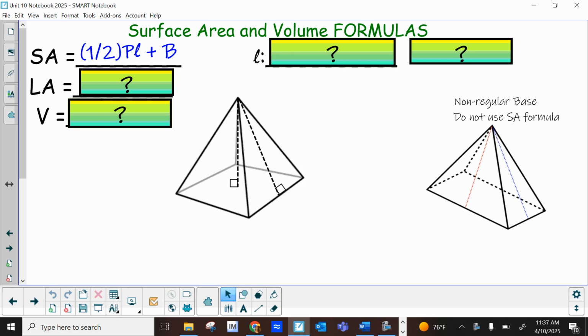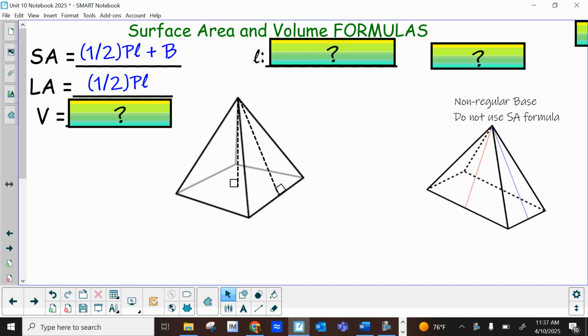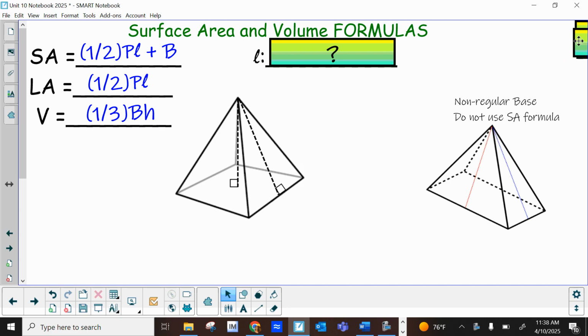The surface area for a pyramid is going to be 1/2 capital P times L plus capital B. Your lateral area, which is going to be all your triangles, that's going to be a formula of 1/2 capital P times L. Your volume is going to be 1/3 capital B times H.